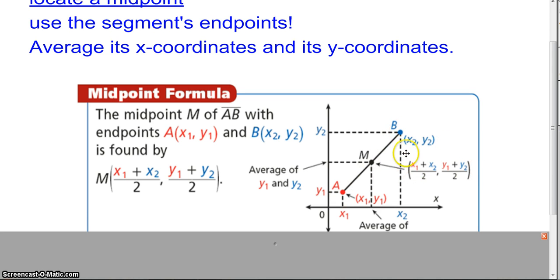And I'm sure you recall our midpoint formula, which here it is in larger font. You add the x values and divide by 2. We're just taking an average. You add the y values and divide by 2. It's a simple equation for finding midpoint.